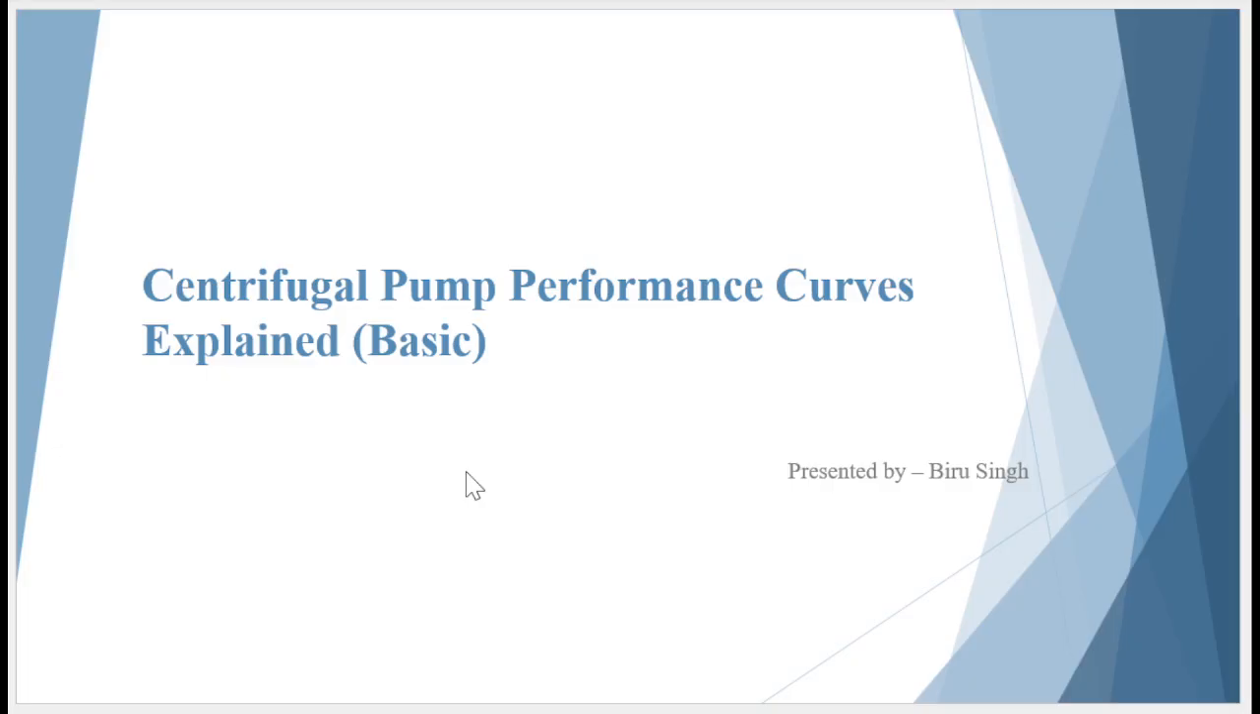Finally, we'll briefly introduce the affinity laws and see how changes in pump speed or impeller diameter affect pump performance. So, let's begin by understanding what a centrifugal pump performance curve actually is.